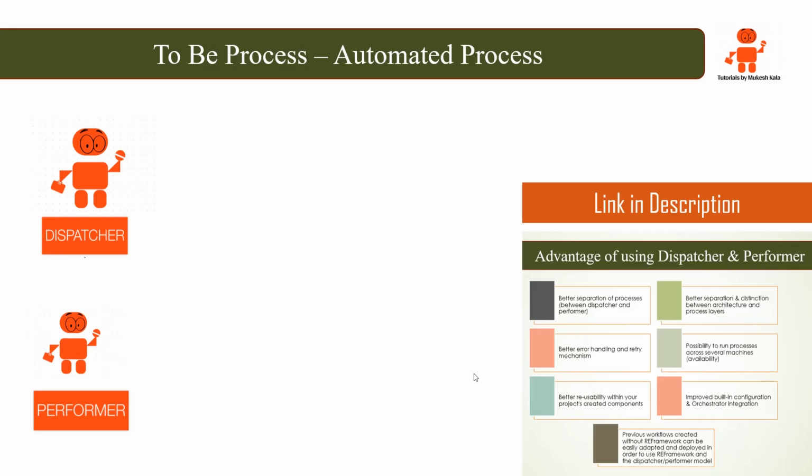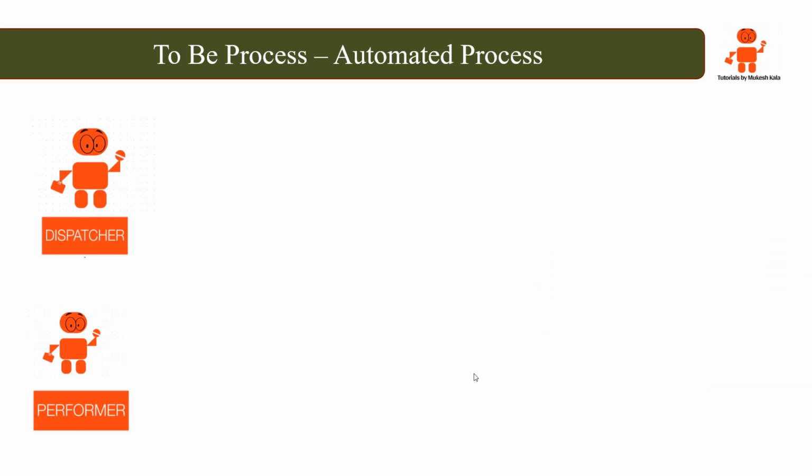Now why are we going to build it as two robots? Because we have seen in the previous videos the benefits I get when I use two separate robots. In case you haven't already watched that video, I'll put the link for dispatcher versus performer in the description and you can refer to that. For this one, we are going to split the process into two parts. The first one is the dispatcher and the next one is the performer.